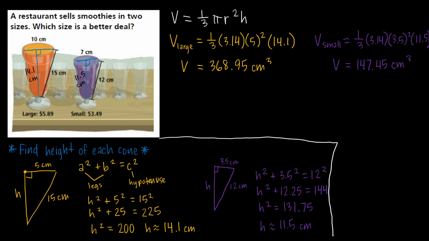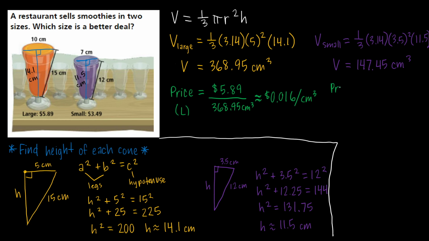Okay. The whole goal of this problem is to find out which size is a better deal. So we need to find the price per cubic centimeter of smoothie. So the price per volume of the large smoothie is going to be the dollar amount, $5.89, divided by the total volume, 368.95 cubic centimeters. And so we're going to have to round here. This is approximately 0.016 dollars. So less than 2 cents per cubic centimeter. And this is the large smoothie.